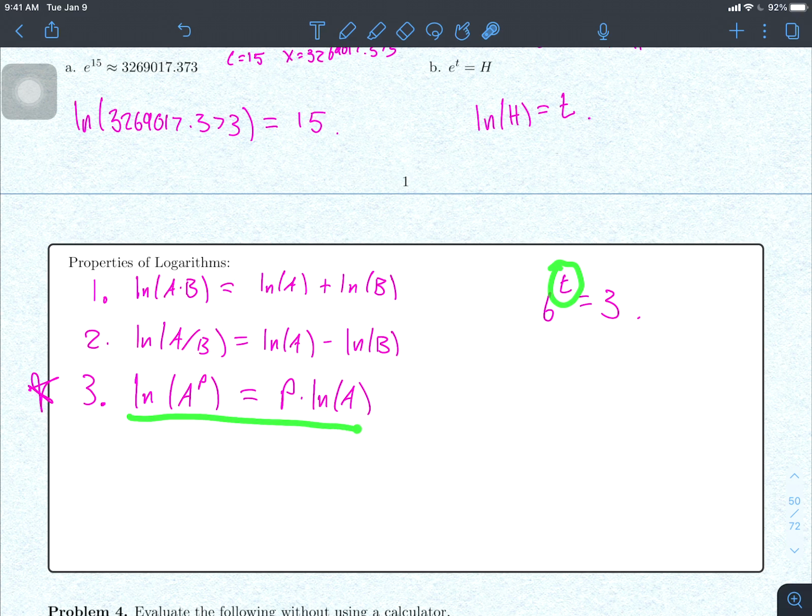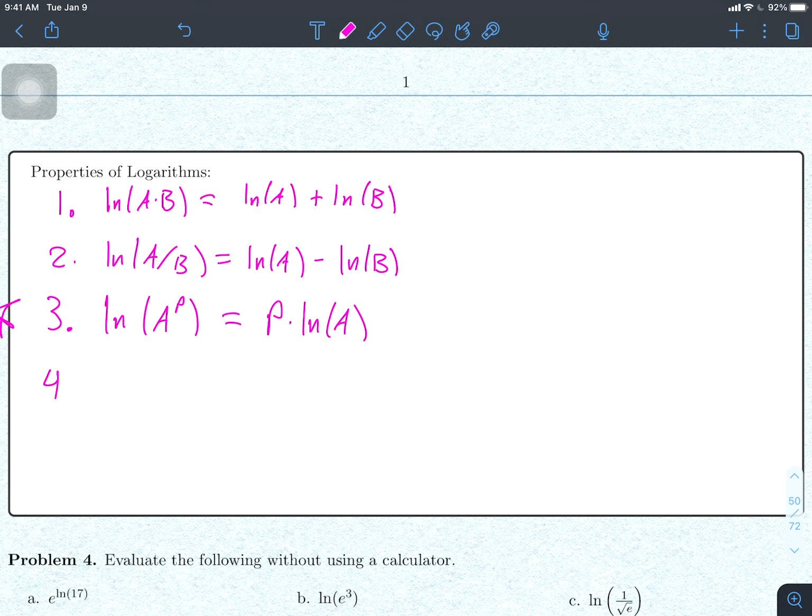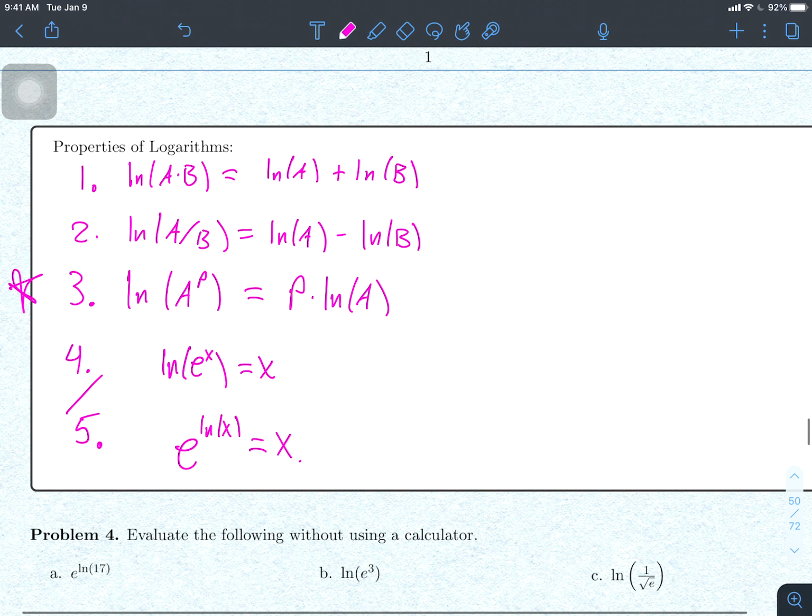And the last two properties, 4 and 5, are ln of e to the x is equal to x, and e to the power ln of x is also equal to x. You see that?